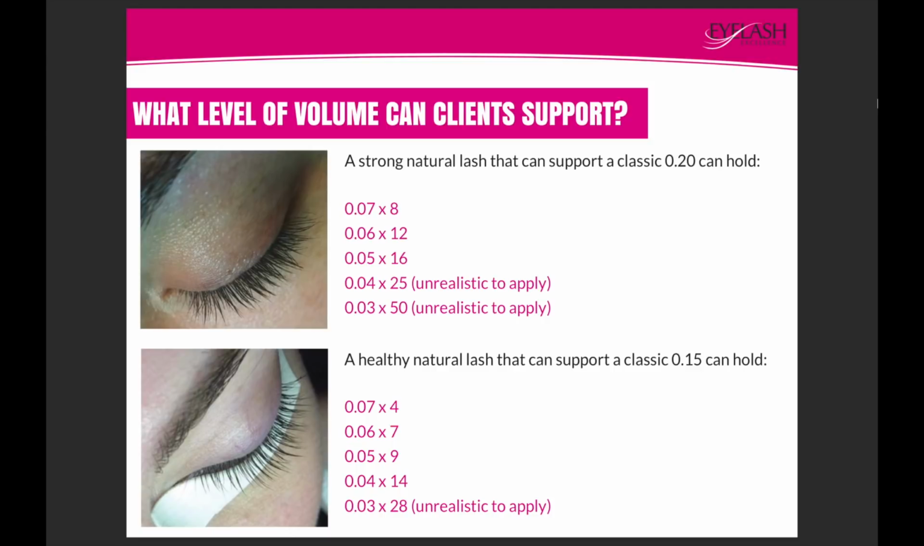Let's drop down to this second image here. So this is quite healthy. They're a little bit sparse, but that's not damage. It's just her natural lashes. But the ones that she's got there are pretty strong. And if we were to classic lash her, she could hold a maximum of a 0.15. So that means if we were to use 0.07s, she could hold 4. 0.06s, she could hold 7. 0.05s, she could hold 9. 0.04s, she could hold 14. And 0.03s, she could hold 28 of those.